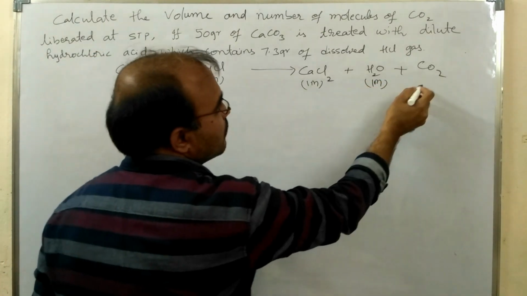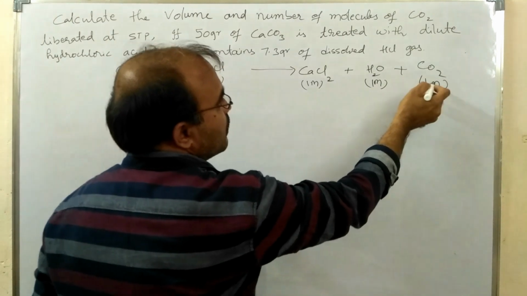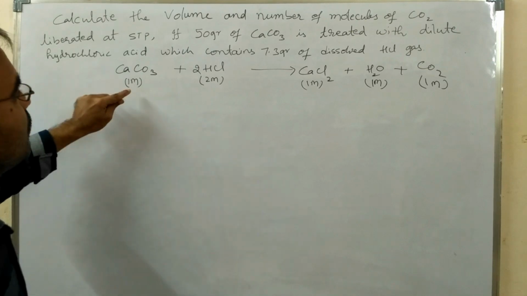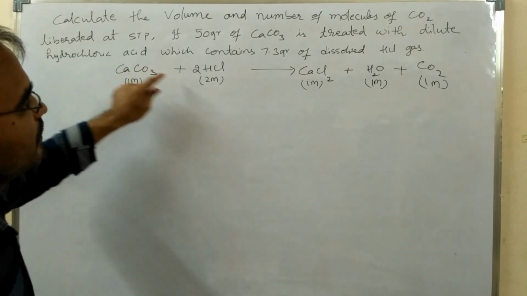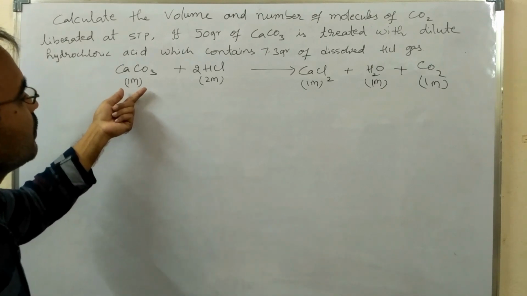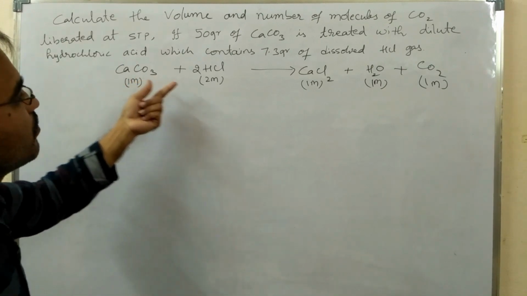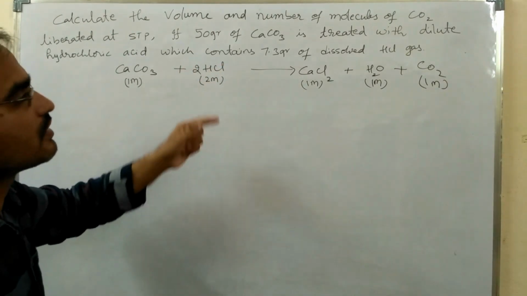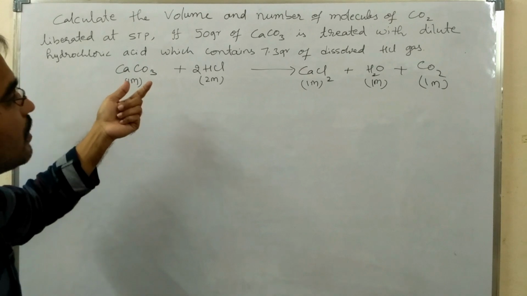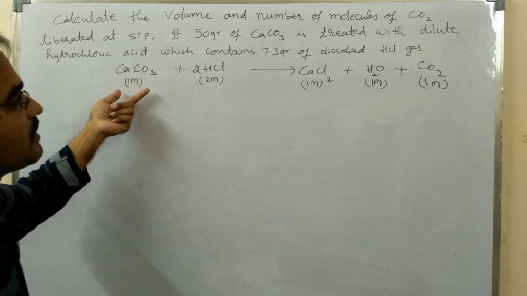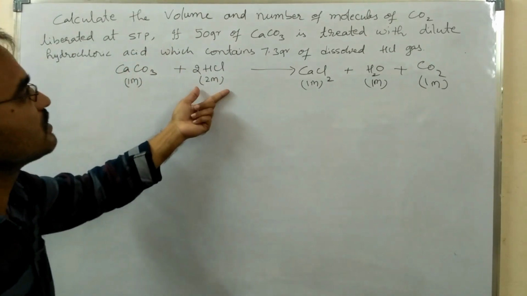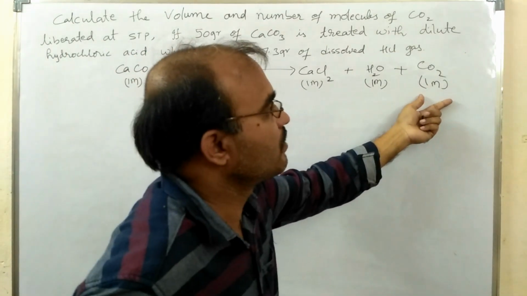1 mole, 1 mole. So if we understand the balanced chemical equation, 1 mole of calcium carbonate requires 2 moles of hydrochloric acid. For every 1 mole of calcium carbonate, 2 moles of HCl are required, or for every 2 moles of HCl, 1 mole of calcium carbonate is required. And 1 mole of calcium carbonate gives 1 mole of carbon dioxide gas, and 2 moles of HCl gives 1 mole of CO2 gas.